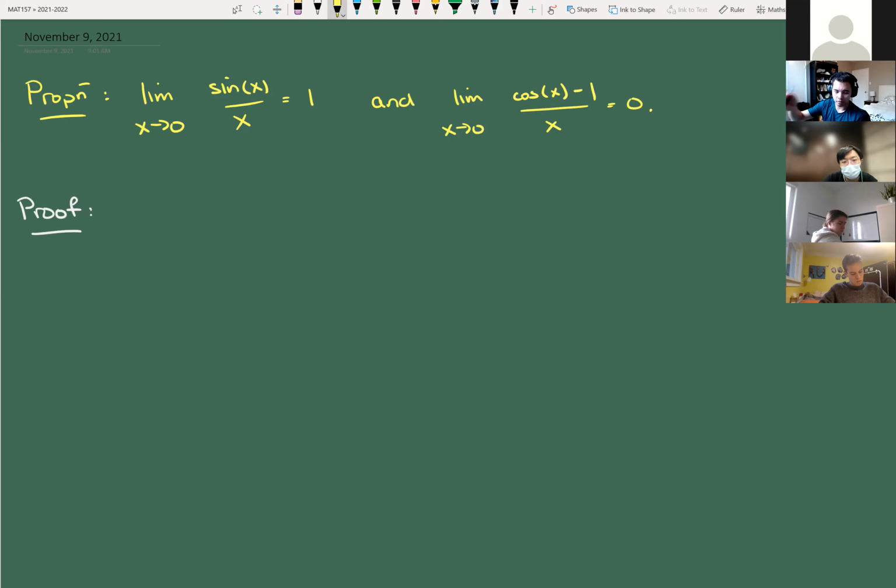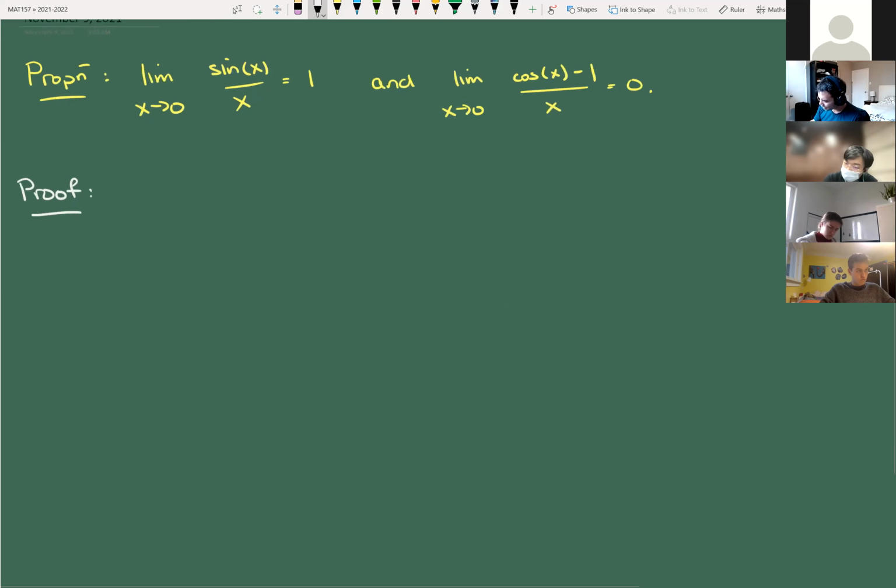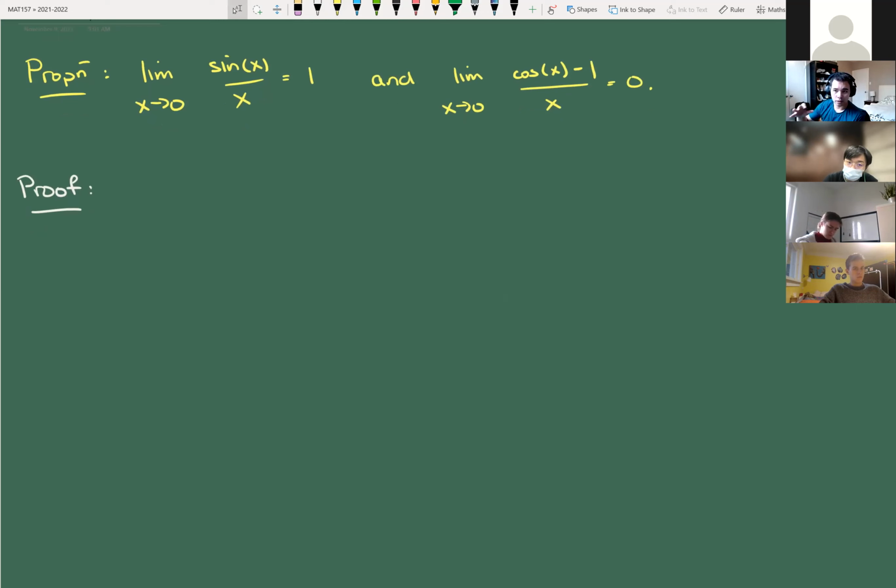We're claiming that it equals 0 anyway, so it doesn't matter whether I write 1 minus cos x or cos x minus 1. It introduces a minus sign. It's going to be 0 anyway. I'm going to write it as cos x minus 1 here just to maybe help you guess how the derivative is involved. And for the proof, we're going to do sine x first, and then we'll do cos x using the properties of how cos x is related to sine x.